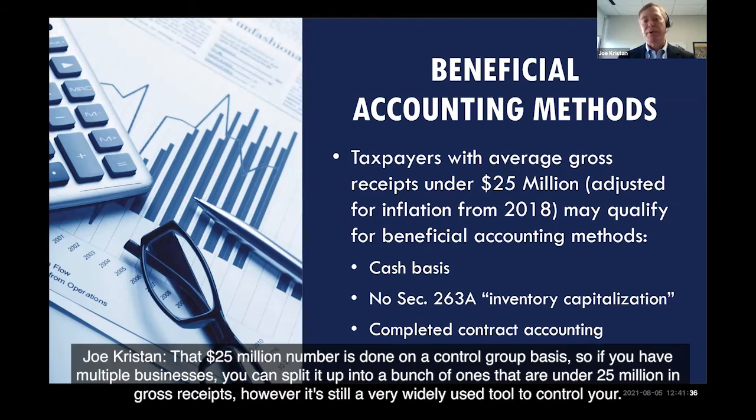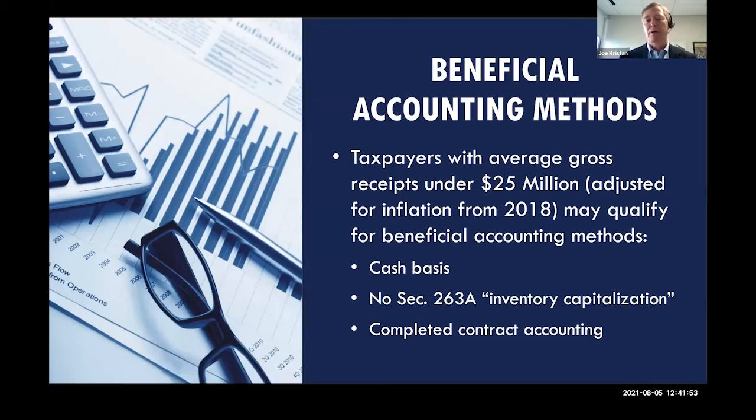So that $25 million number is done on a control group basis. So if you have multiple businesses, you can't split it up into a bunch of ones that are under 25 million in gross receipts. However, it's still a very widely used tool to control your taxable income.